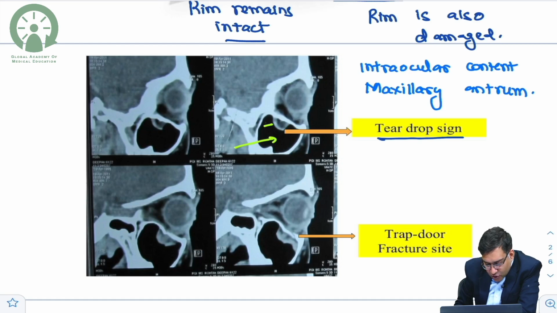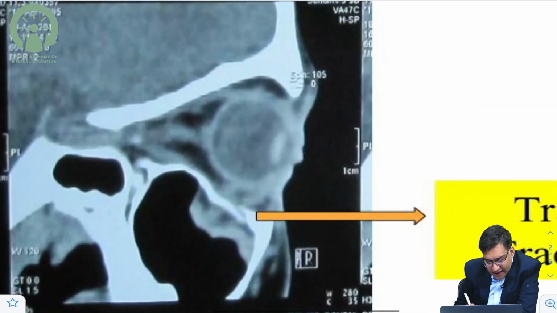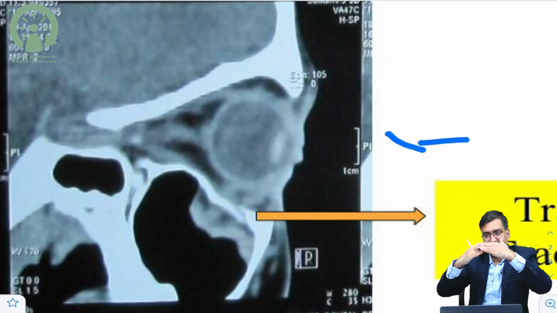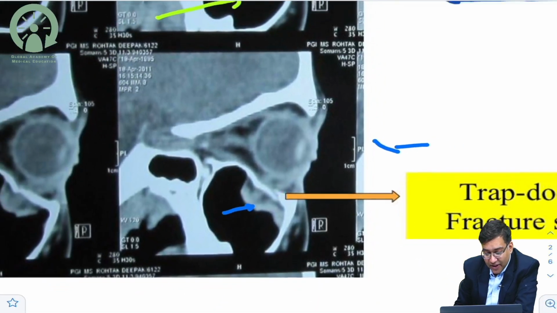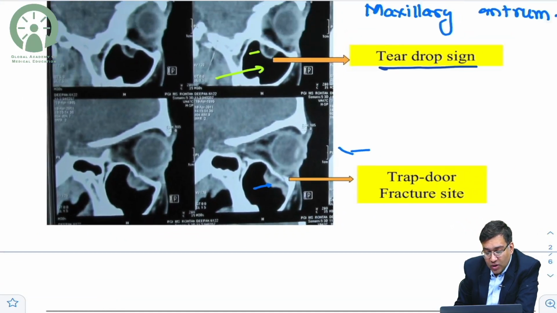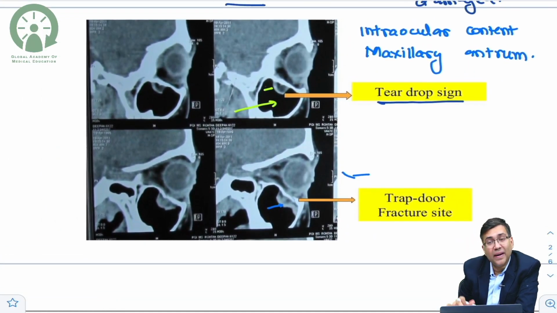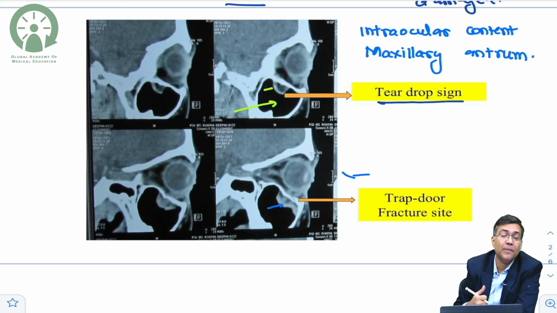And this sign is called the trapdoor sign. Now what happens in a trapdoor sign? You can see it like this. The doors have basically trapped the intraorbital contents. So the chances of gangrene are very high, because this can lead to compromise of the blood supply to the various contents.